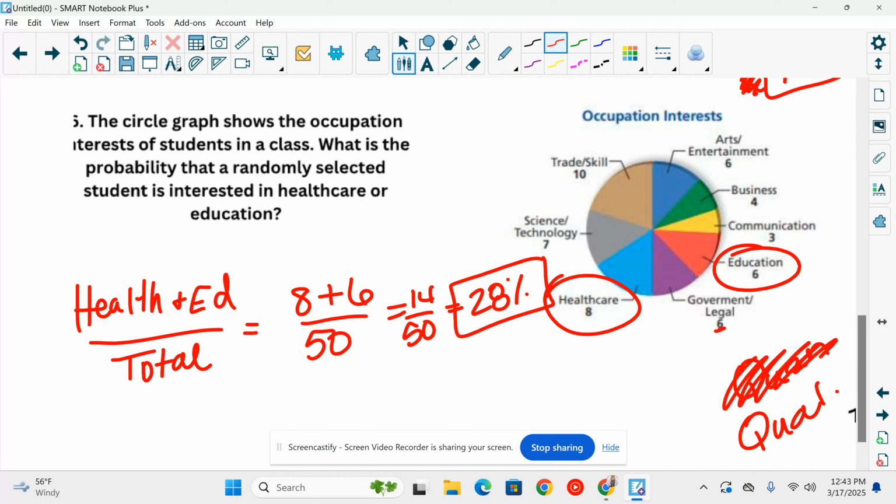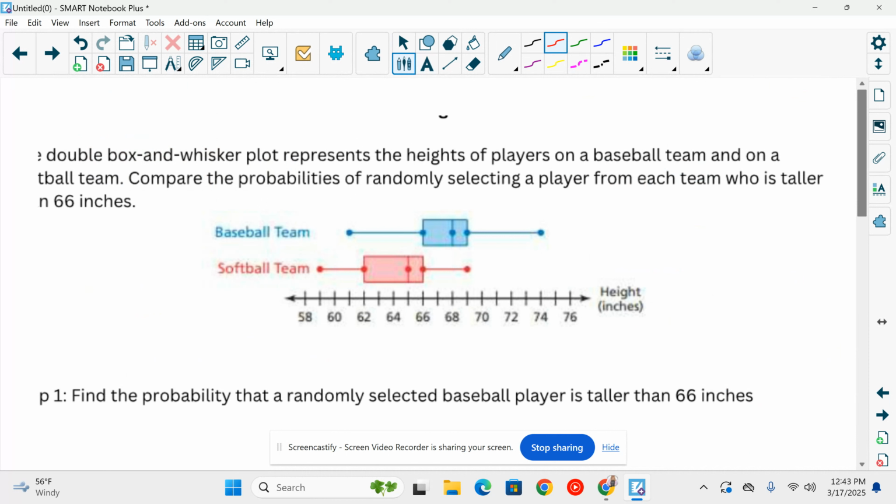Alright, so on the back here we have another box and whisker plot. It represents the heights of baseball players and softball players. Is this going to be quantitative or qualitative? We're talking about height. Is height a number or a word? It's a number, so it's going to be what type of study? Quantitative.